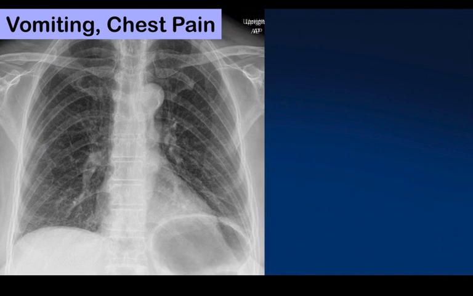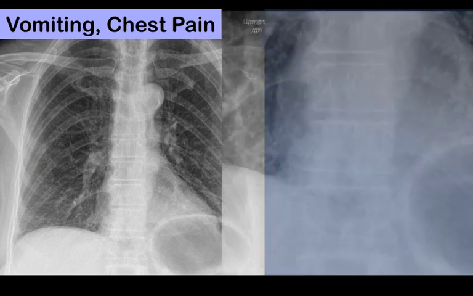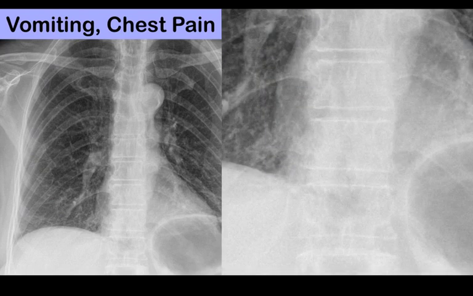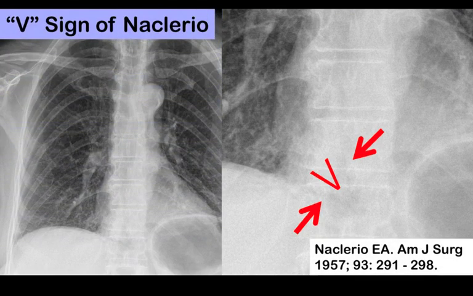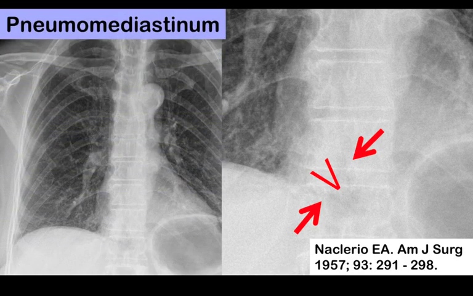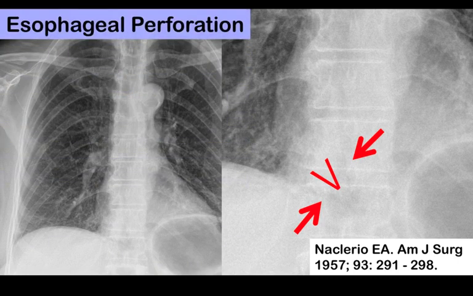Now, this patient presented with vomiting and acute onset of chest pain. I'm going to cone down to the right lower hemithorax, where we can faintly visualize an irregular V-shaped area of gas overlying the lower mediastinum. This is the so-called V sign of Naclerio, which is a finding of pneumomediastinum, but in a unique appearance and location, which in the appropriate clinical setting is suggestive of esophageal perforation.